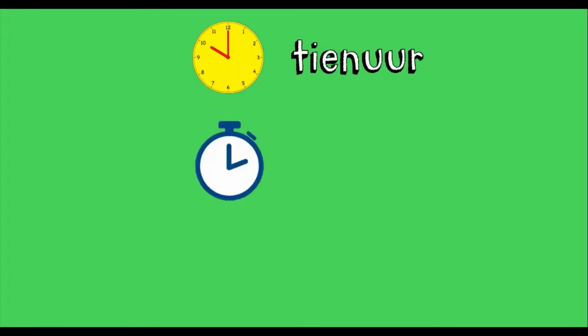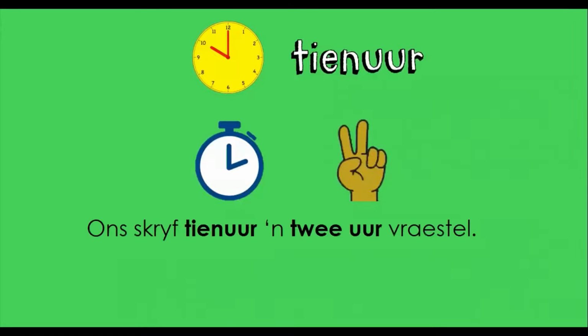Now, when I want to say it is 10 uur, it's going to be one word. However, when we are referring to how long it takes to do something, or the duration, we are going to write it as 2 words. Let's have a look. Ons skryf 10 uur, 'n 2 uur vraestel. So 10 uur is one word because it's a specific time, but then a 2 uur vraestel is going to take us 2 hours. Referring to how long it's going to take, it's 2 words.